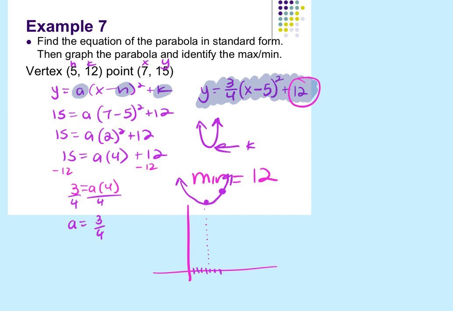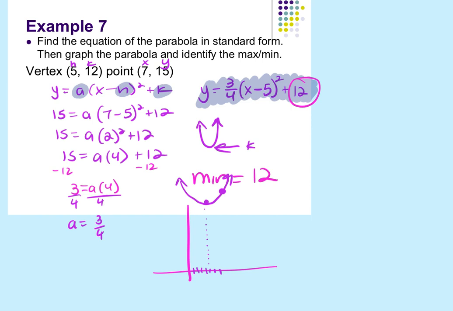There is a y-intercept, yeah. You'd have to plug 0 in for x because you're not in quadratic form. If you plug 0 in for x, you get negative 5 squared, 25, times 3/4 plus 12 as your y-intercept. The k is always the max or min. It just depends whether it's the max or the min.